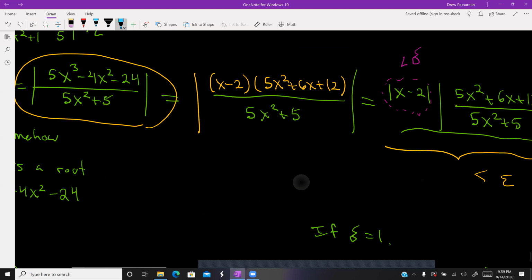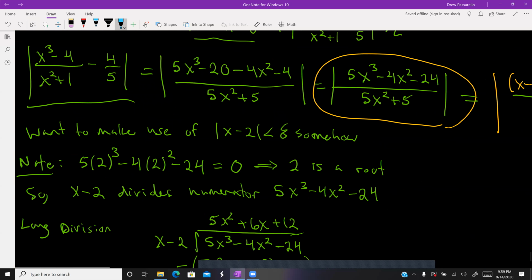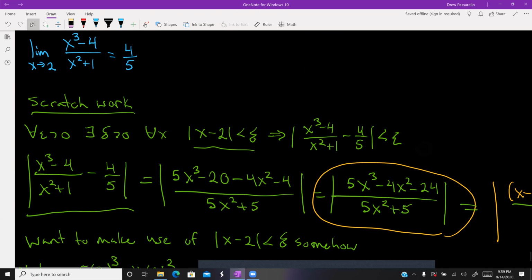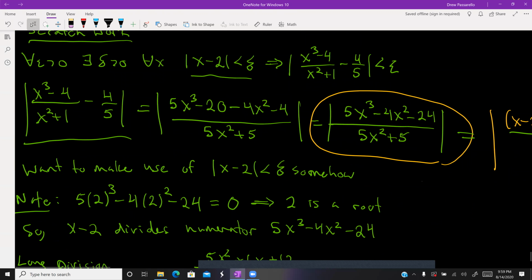So that was a good bit of scratch work to get our delta in order to do the proof. Just a quick synopsis. We wrote the f of x minus L part as one fraction, and that one fraction turned into 5x cubed minus 4x squared minus 24 over 5x squared plus 5. We want to be able to utilize the fact that the absolute value of x minus 2 is less than delta. We want to utilize that.